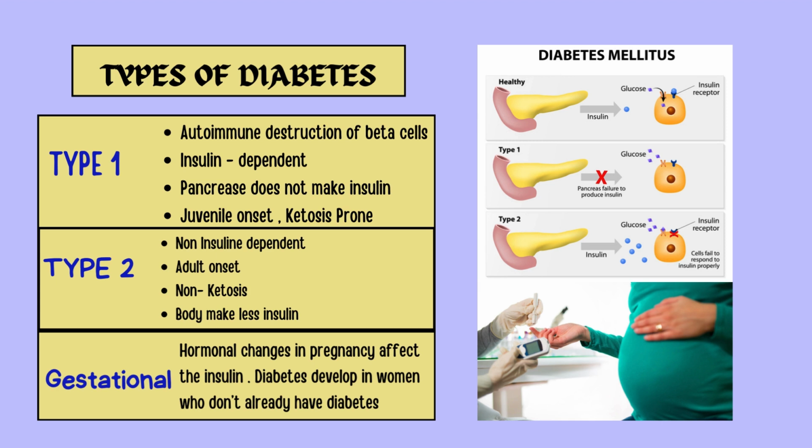The beta cells are present in the pancreas, and they produce the insulin. The person who has type 1 diabetes mellitus has to be on insulin therapy throughout life. We consider this person insulin dependent, and this person cannot survive without insulin. The pancreas does not make insulin, and mostly it is juvenile onset. Mostly it affects young or teenage people, and type 1 is ketosis prone, which means the complication in this type of diabetes mellitus is diabetic ketoacidosis.